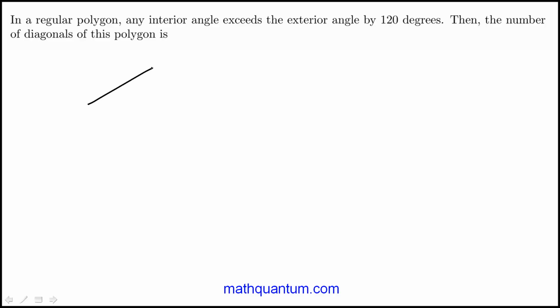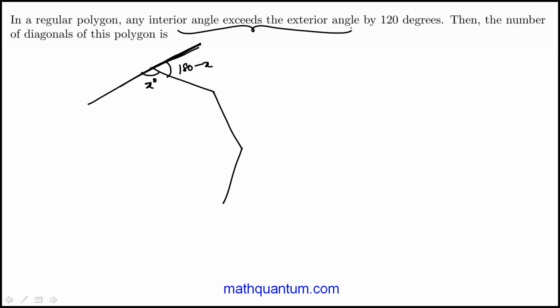So we're given this regular polygon, and they don't tell us how many sides it has. But let's say the measure of each of these interior angles, which is the same, is x degrees. Then the exterior angle, if I extend this, that's a straight line, the exterior angle would be 180 minus x.